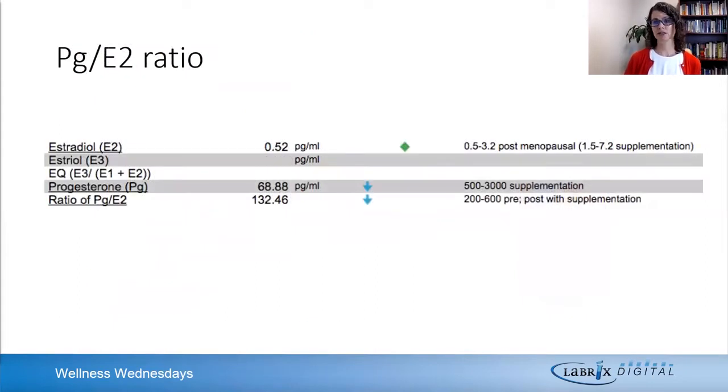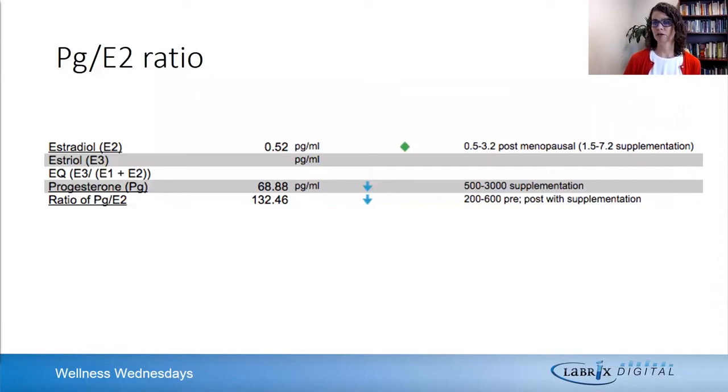So here's what your report is going to look like from Labrix. This is where you can see the PGE2 ratio. You'll see in this example, this woman does not have an excessive amount of estrogen. You can see the range is 0.5 to 3.2. This woman's estradiol level is at the very bottom of the range at 0.52. As well, her progesterone is also very low. In this case, we're using the supplementation range of 500 to 3,000 to show you that her measure of progesterone at 68.8 is quite low.